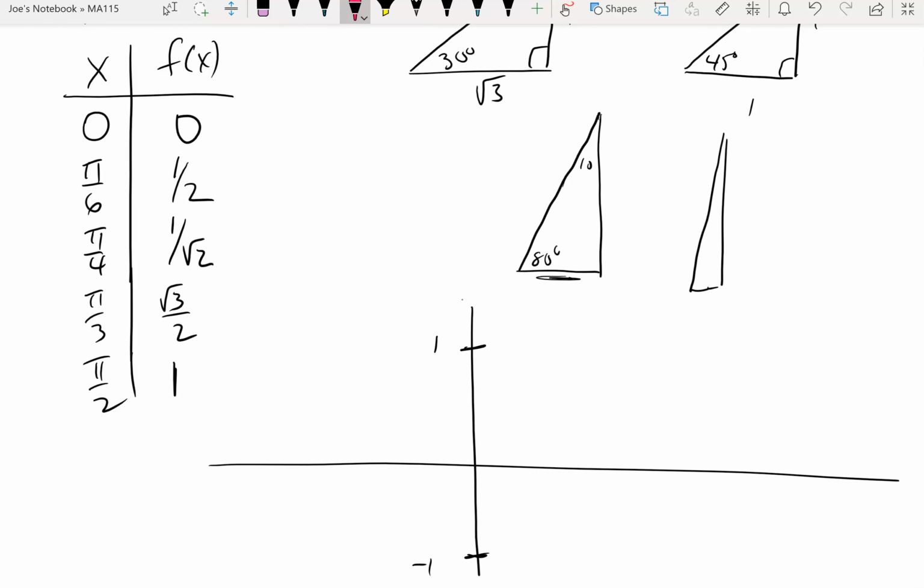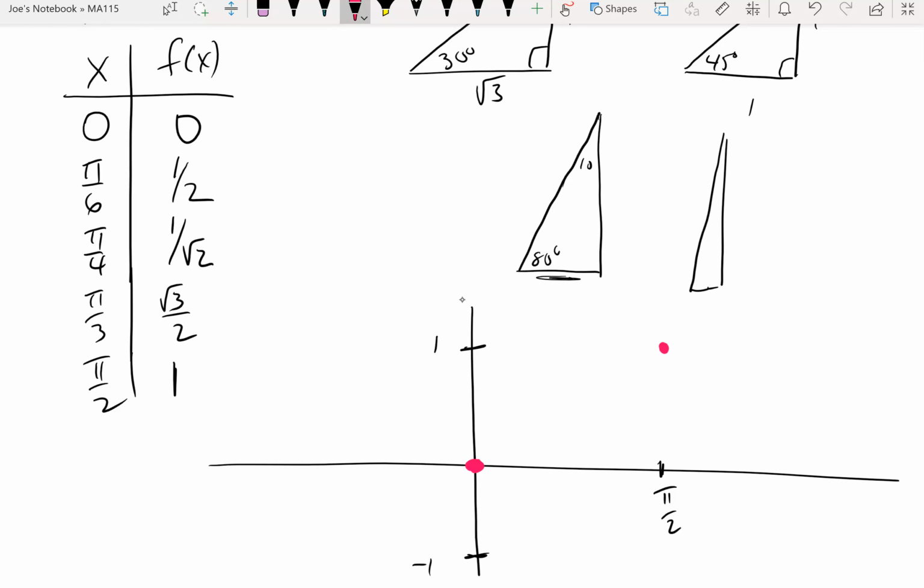The points we're going to plot here, we're going to go up to pi over 2. We just said that we have the point 0, 0, right? X is 0 and the output is 0. We also have the point pi over 2, 1. So that'll be up here.